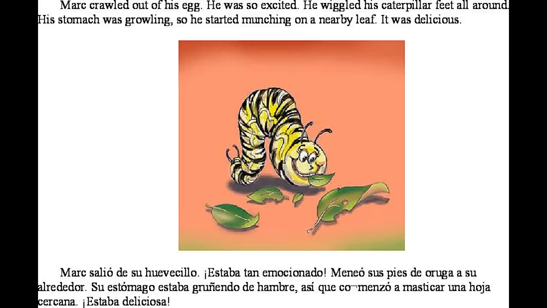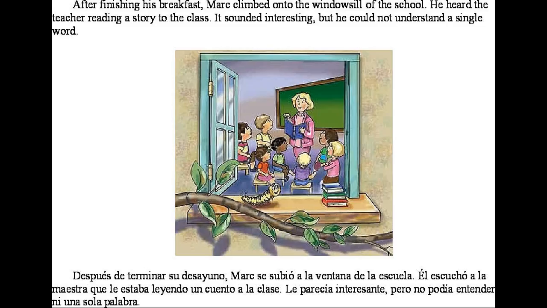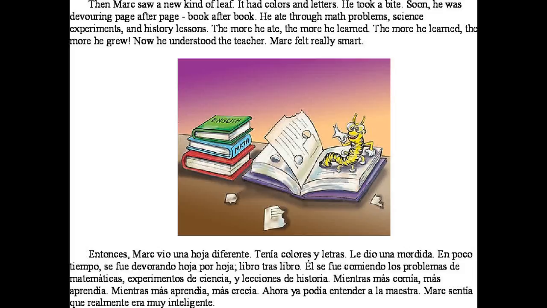It was delicious. After finishing his breakfast, Marc climbed onto the windowsill of the school. He heard the teacher reading a story to the class. It sounded interesting, but he could not understand a single word. Then Marc saw a new kind of leaf. It had colors and letters. He took a bite.